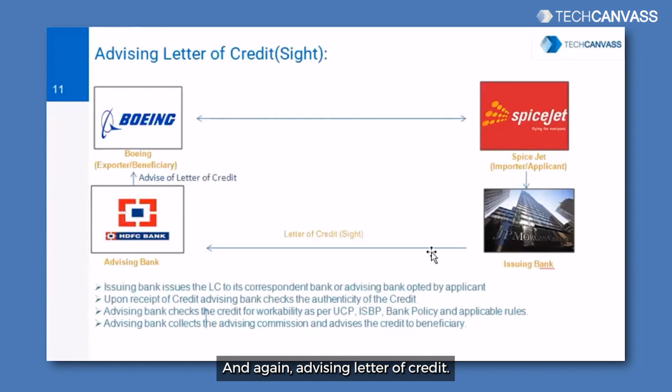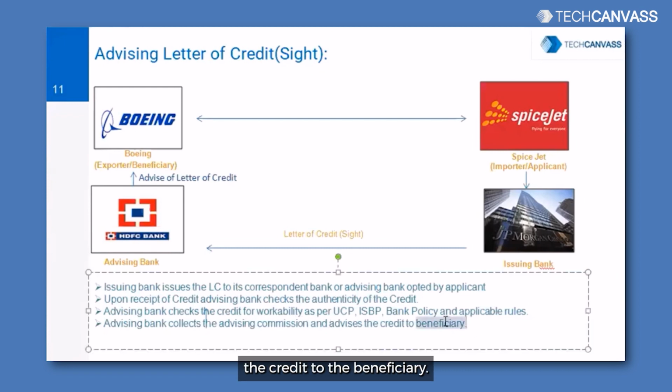And again, advising the letter of credit. Here, the issuing bank issues the LC to its correspondent bank, or the advising bank opted by the applicant. Upon receipt of the credit, the advising bank checks the authenticity of the credit and checks the credit for workability as per the UCP rules, collects the advising commission, and advises the credit to the beneficiary. Beneficiary means the exporter.